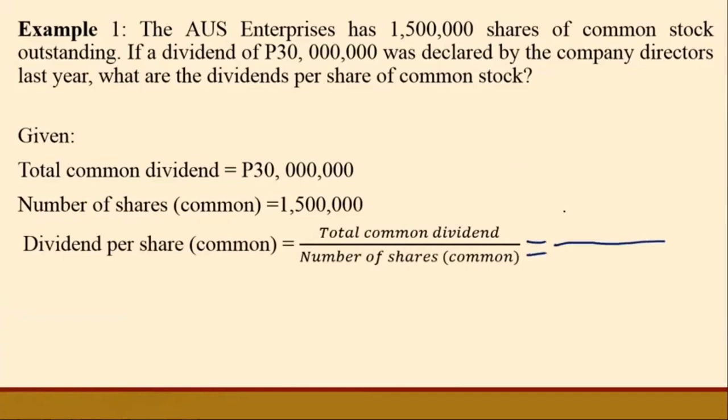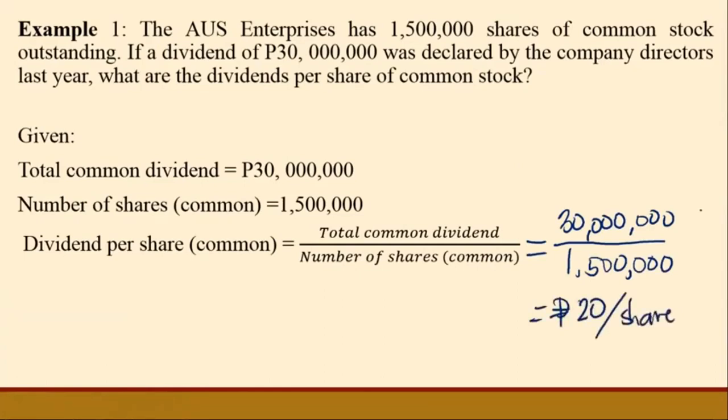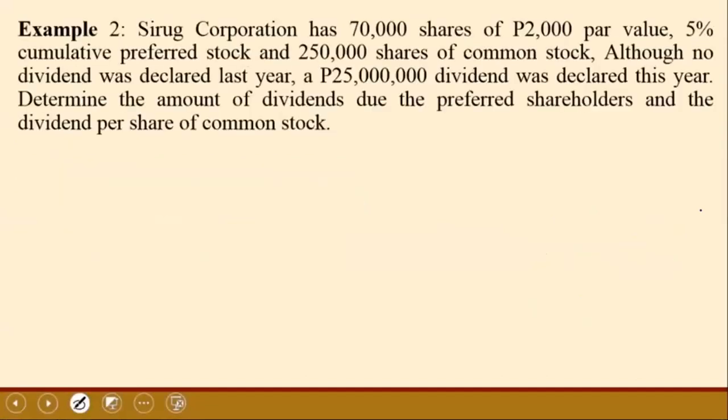Right, so all we have to do is to substitute the values. So the total common dividend is 30 million, and then the number of shares is 1,500,000. Okay. And so this is equal to 20 pesos per share. Okay. So the dividend per share of stock is 20 pesos. So ayun. So that is the dividends per share of stock. Okay. Another one. So we have Zero Corporation.